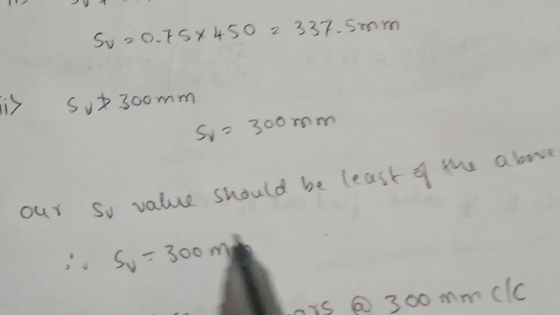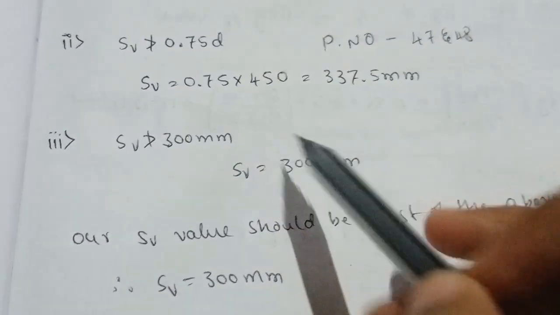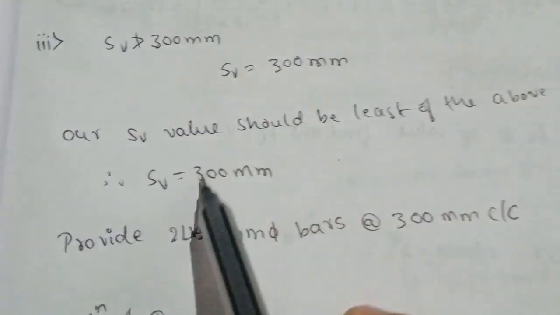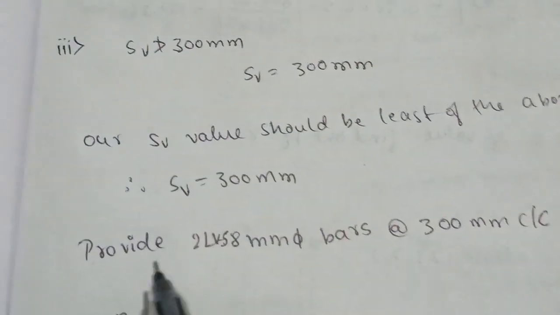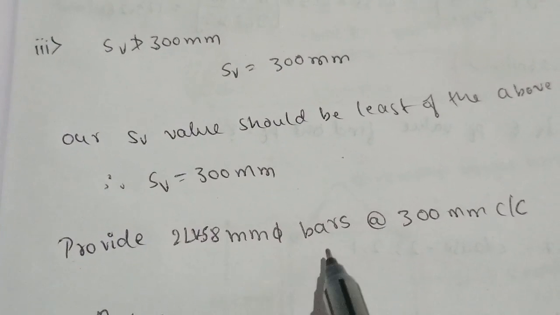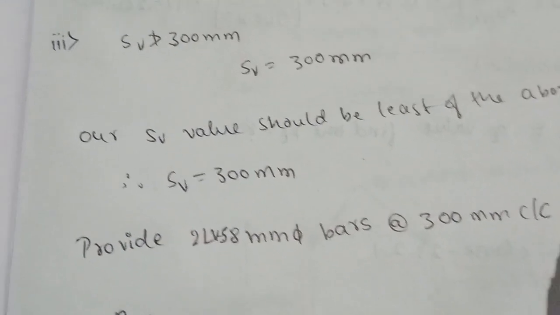Our SV value should be the least of the above three cases. It should be the least value, and 300 is the least. I am taking SV is equal to 300 mm. So provide 2-legged vertical stirrups of 8 mm diameter bars at 300 mm center to center.